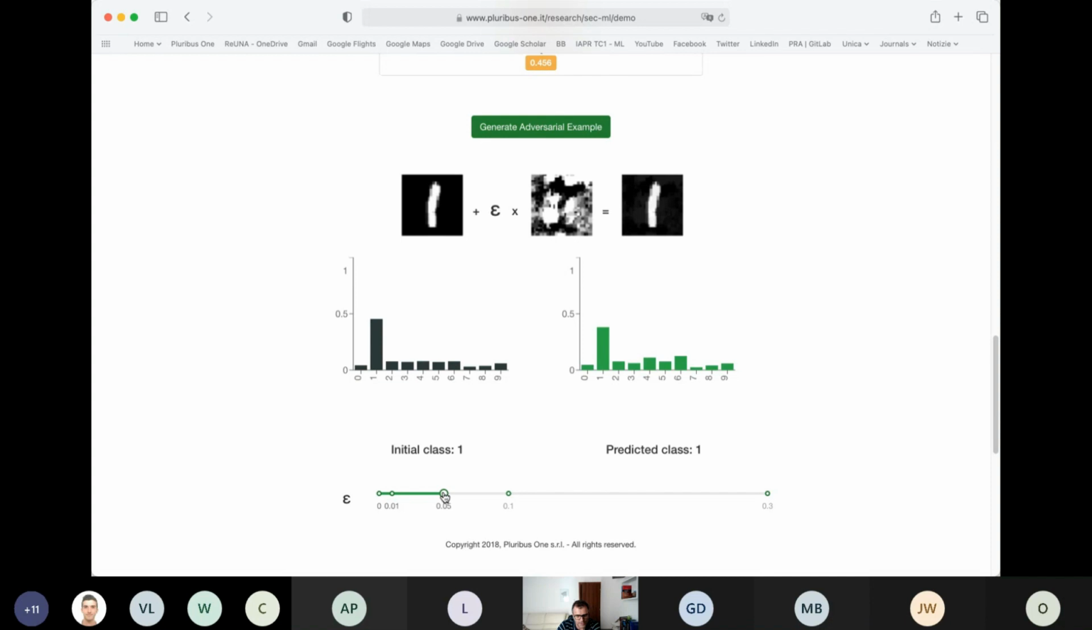Then if you increase epsilon, you see that things start to change, but this is again still correctly predicted. So this image is still classified as a 1. And then if you increase it again, the support for 1 is still going down. If you put 0.3, then this is misclassified as a 6. But now the perturbation is quite visible in this case.